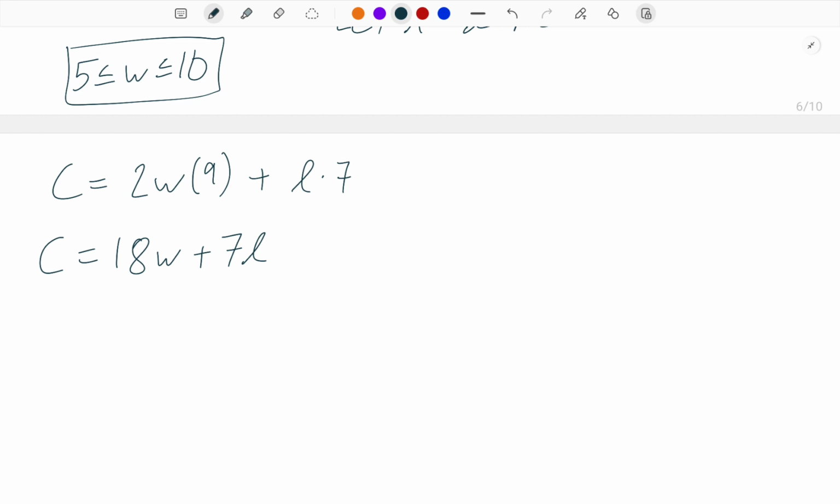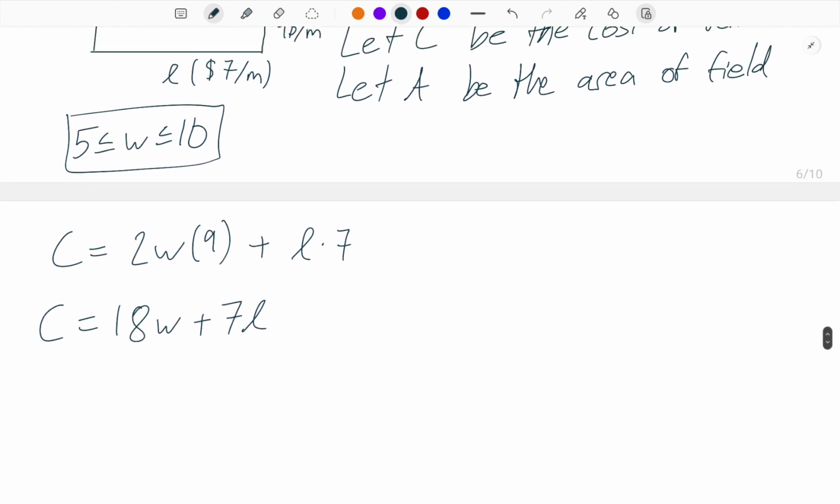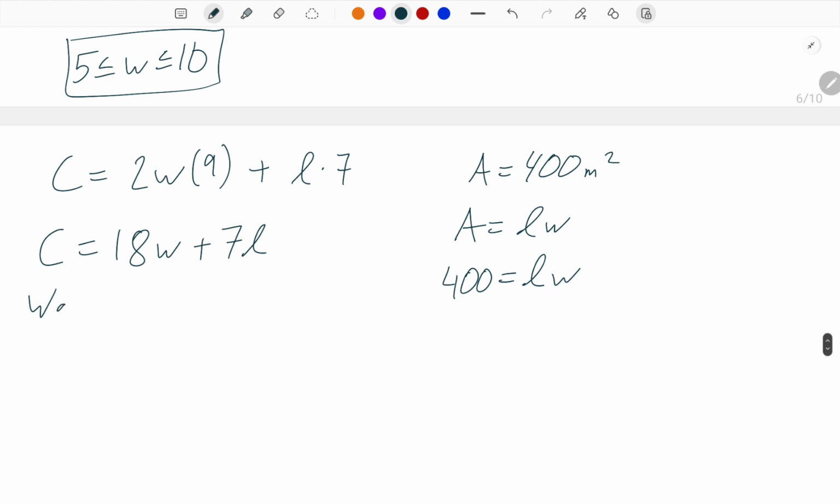Okay, but what other information do we have? We also have information about the area. We want the area to equal 400 meters squared. And we know that it's just a rectangle, and the area of a rectangle is just length times width. So in the end, 400 must equal length times width. This is a situation where we want to get the cost function in terms of one variable.